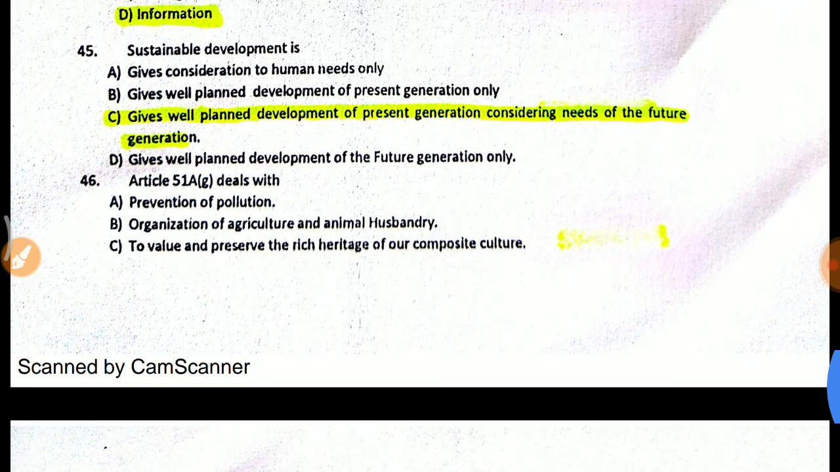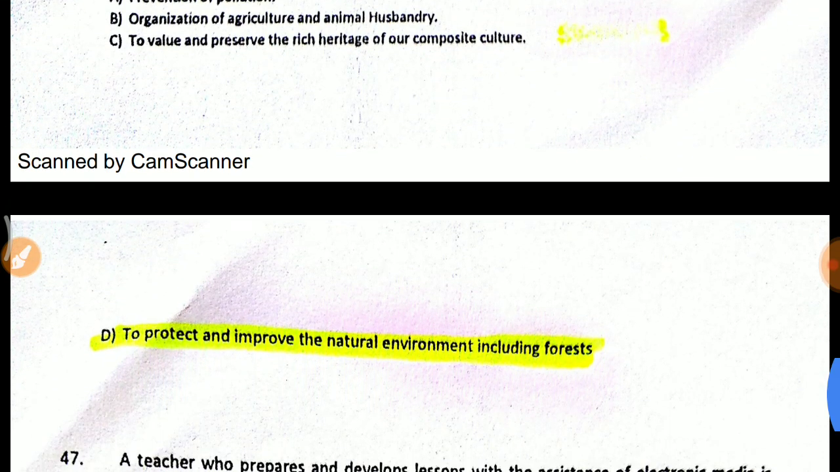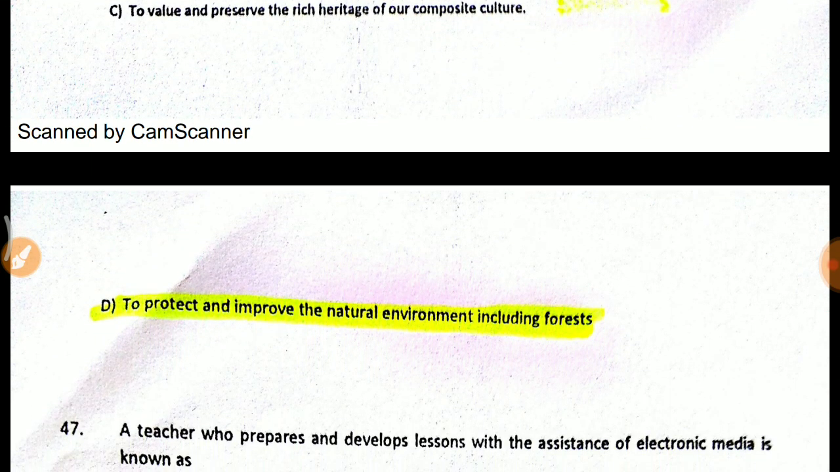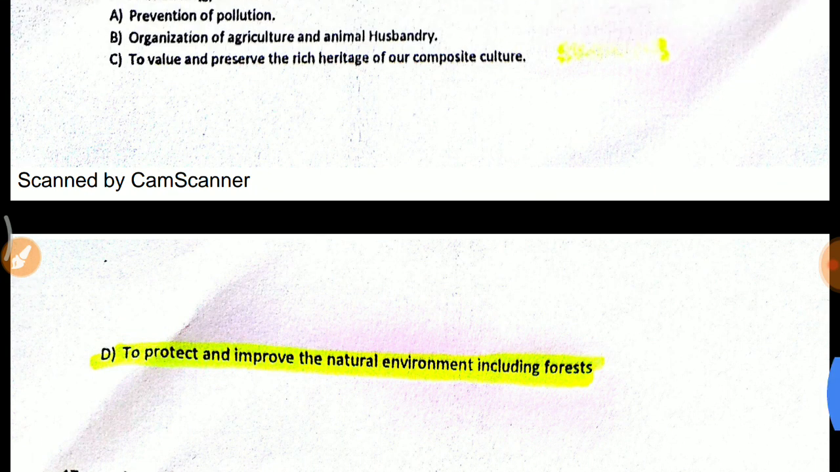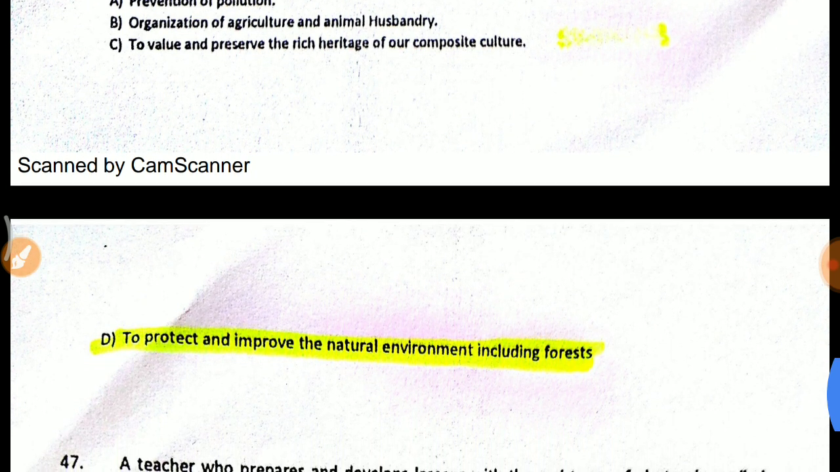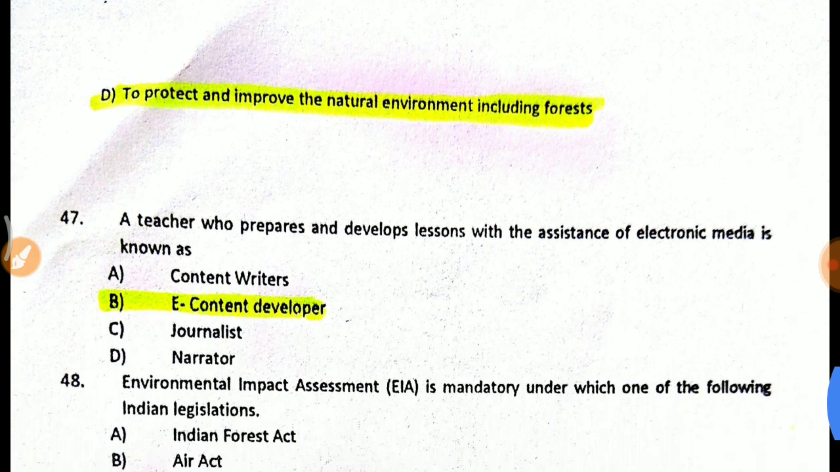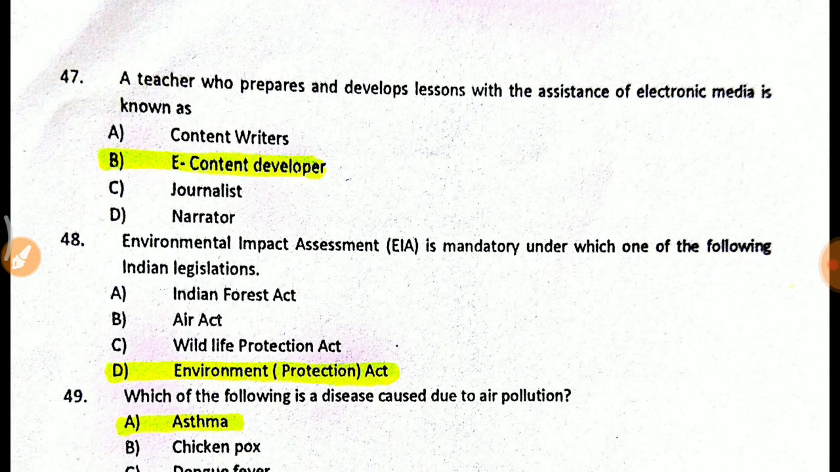46. Article 51A(g) deals with protection of the natural environment. So the answer is D, to protect and improve the natural environment including the forest. 47th question, a teacher who prepares and develops lessons with the assistance of electronic media is known as a content developer. So the content developer is a person who prepares and develops lessons with the assistance of electronic media.